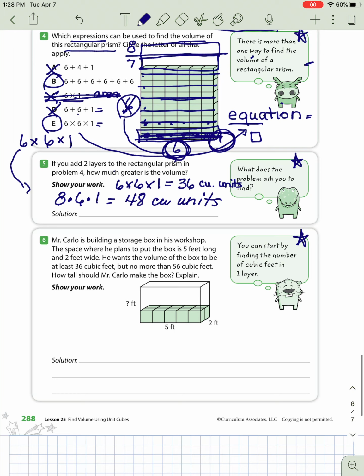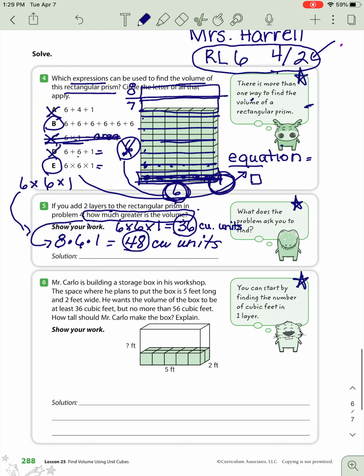Am I done yet? Let me go back and check. If you add 2 layers to the rectangular prism in problem 4, how much greater is the volume? Oh, wait a second. I didn't answer that. I gave the answer to this, but the "how much greater is" is the difference between here and here. Okay, so what's the difference?